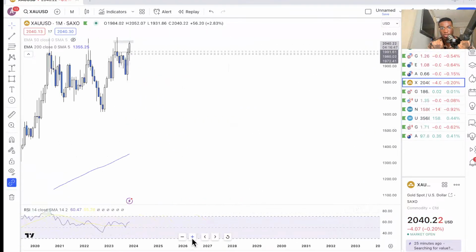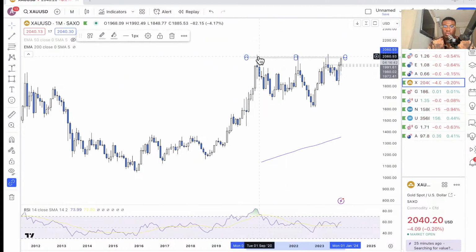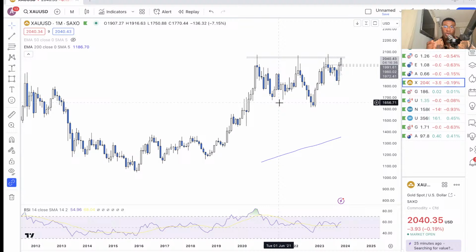Monthly candlestick on gold is bullish. I can even trace that resistance from daily all the way back to August, September 2020, right? Which is why it's a very important resistance. And we're seeing gold test this resistance level.